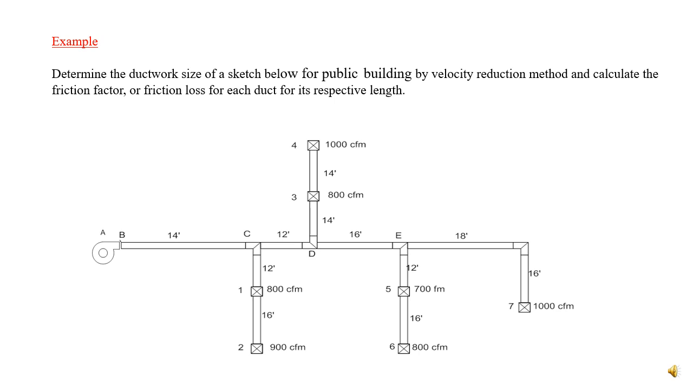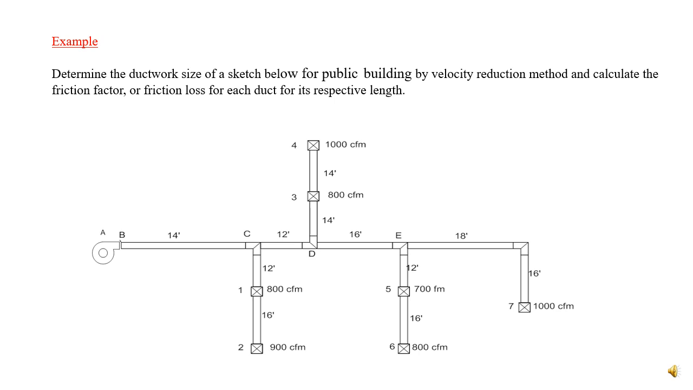Okay, let's see an example. Here it is said that you should determine the ductwork size of the sketch below for a public building by the velocity reduction method, and I would say this is for low velocity, and please calculate the friction factor, or we can call it friction loss, for each duct for its respective length. So you should give your attention to every detail of the question. If it is said just friction loss for each duct, then you can give your answer per 100 feet.